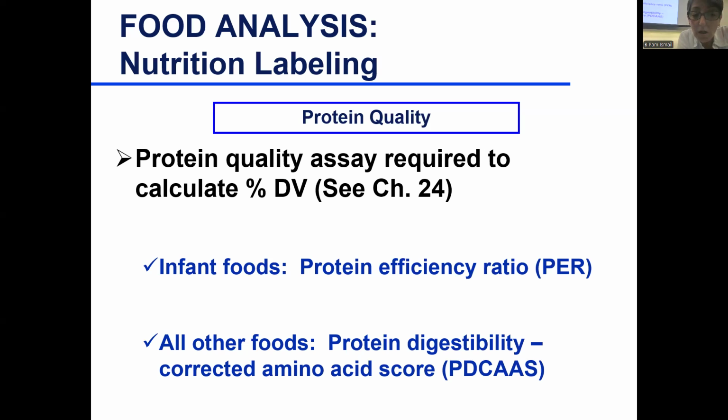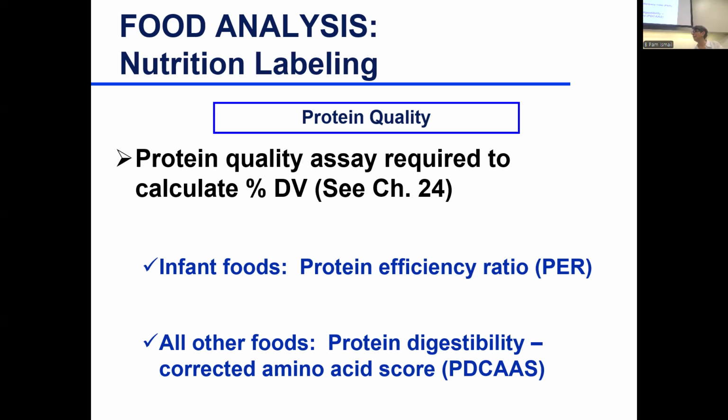Okay. So we'll learn about these assays, protein efficiency ratio, and PDCAS in chapter 24. So I need to clarify, how do we determine percent daily value when we get the protein quality? Both PER and PDCAS score up to 1. So maximum is 1. If you have 10 grams of protein and you have a perfect score, so it's a complete protein, fully digestible, like egg protein or whey protein or meat protein or casein, you get 10 grams per serving, you get 10 grams consumed. So 10 out of 50, whatever that is, 20% daily value, okay?